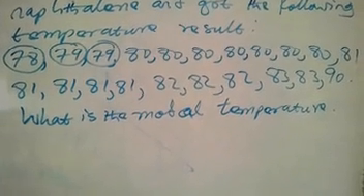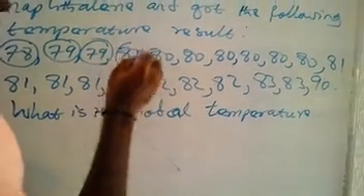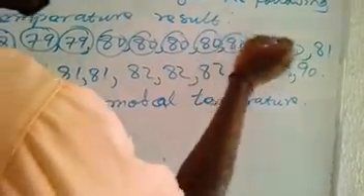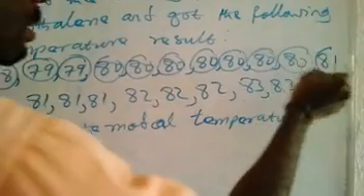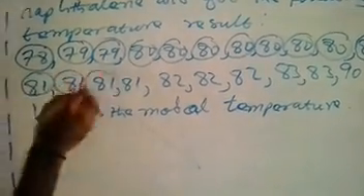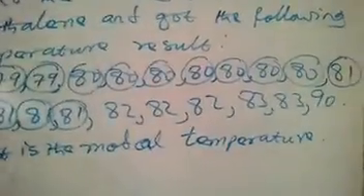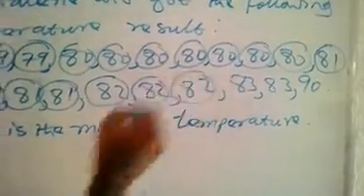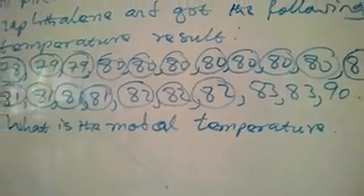Then 80, we have how many 80s here? We have 1, 2, 3, 4, 5, 6, 7. We have 7 80s. And then 81, there are how many? We have 1, 2, 3, 4, 5. So 81 is 5 in number. Then 82 are how many? We have 1, 2, 3, 82s. 82s are 3. Then 83 are 2. Why? The last one, which is 90, is just 1.